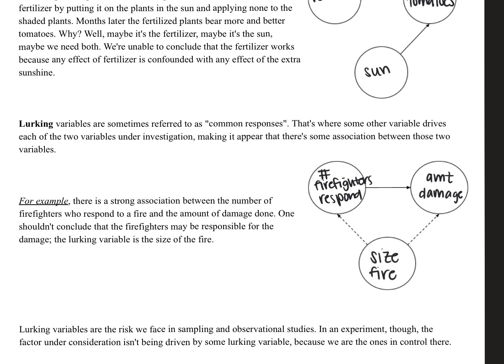So as I just said, lurking variables are much more common in an observational study, whereas in an experiment, that's where we can help minimize any lurking variables.